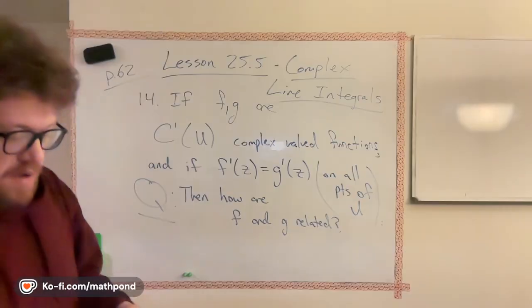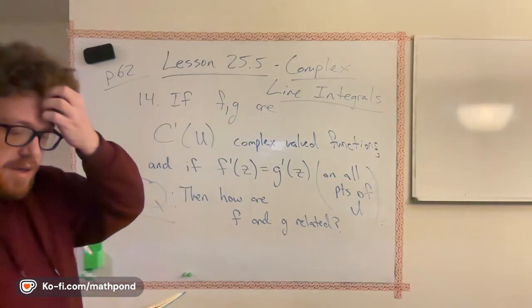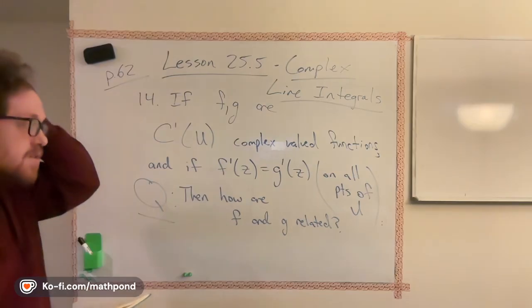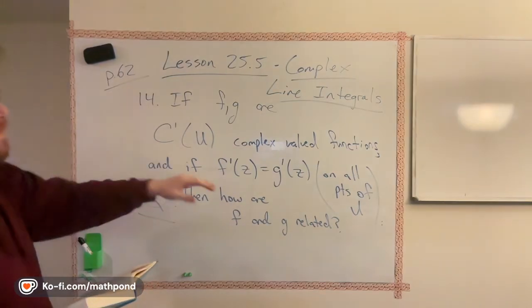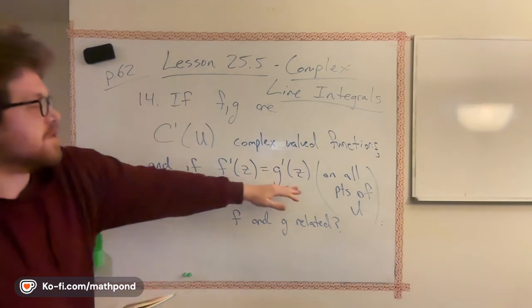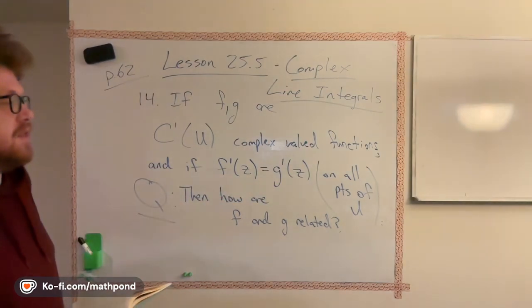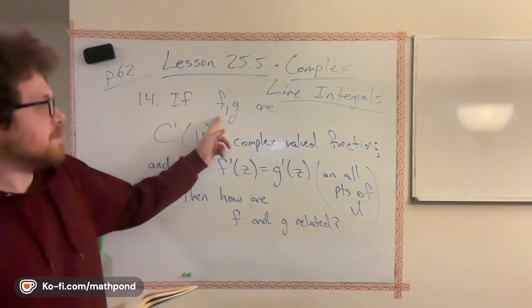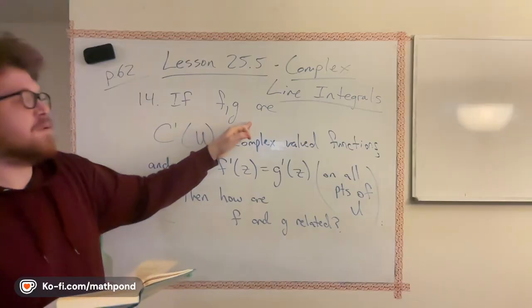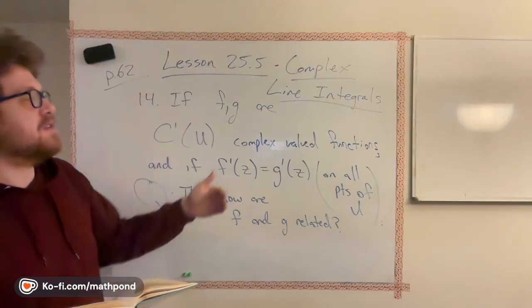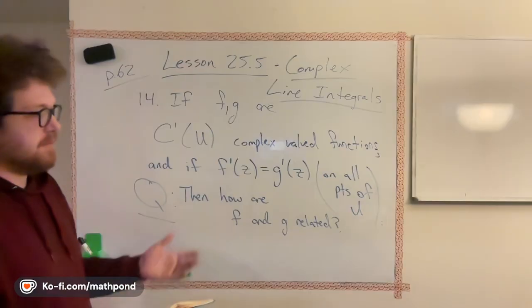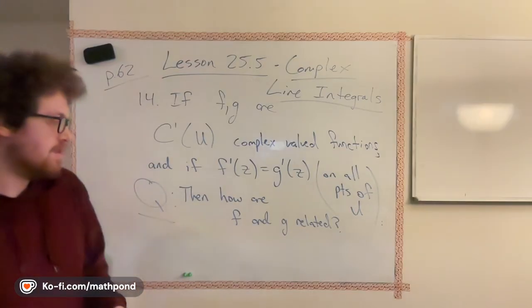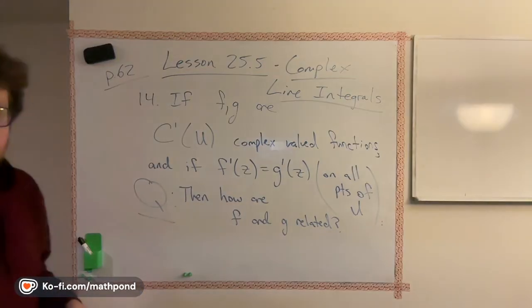I don't see anybody in chat, but I think the main point of this problem is that, basically, if two derivatives are equal, we want to show that the functions are equal up to a constant. So f of z should be equal to g of z plus some constant c, which is, I guess, a complex valued constant in this case. So how do we prove that?